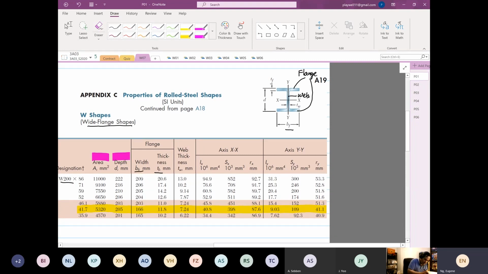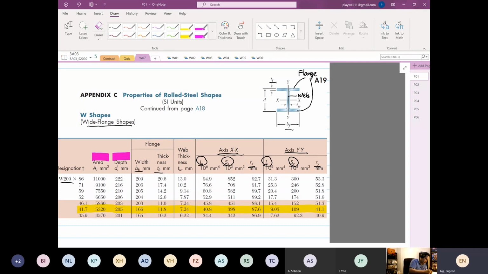What is also given is, in your x-axis and y-axis, the second moment of area, and Sx or Sy, which I will talk about later on. That is to deal with bending moment. And then we have the radius of gyration, which we will use in our last chapter of this course, which is buckling. So we don't need Rx and Ry for now. That is based on the radius of gyration.